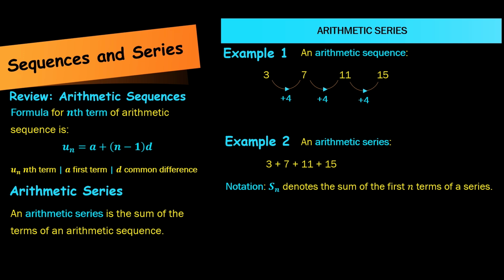S subscript n denotes the sum of the first n terms of a series. So in this example, S subscript 4 is equal to 3 plus 7 plus 11 plus 15, which is equal to 36.